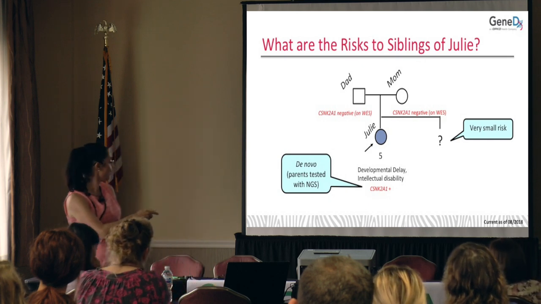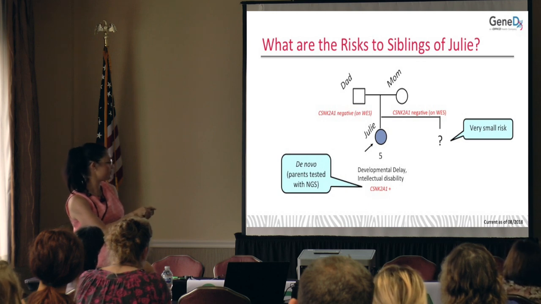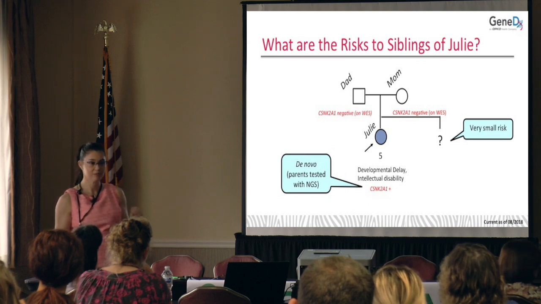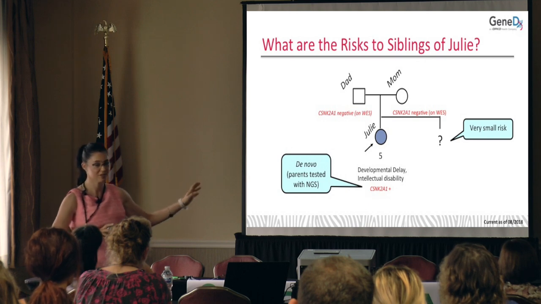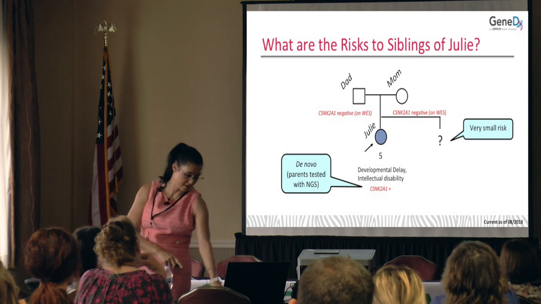If everyone's been tested, parents are negative, child is positive, then the chance of another child having the syndrome is very, very low. I'm not going to say zero, because it could still be a variant in the eggs or sperm that we didn't even know about. It's called germline mosaic syndrome, but it's very rare. So the chance is very, very, very low in that scenario.